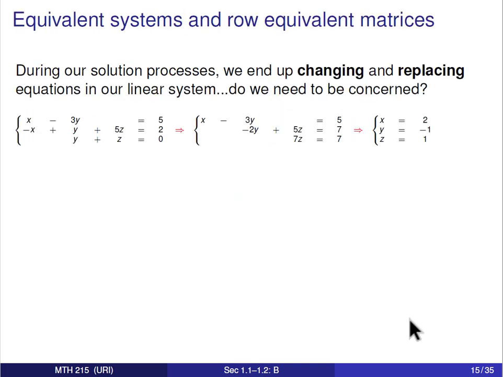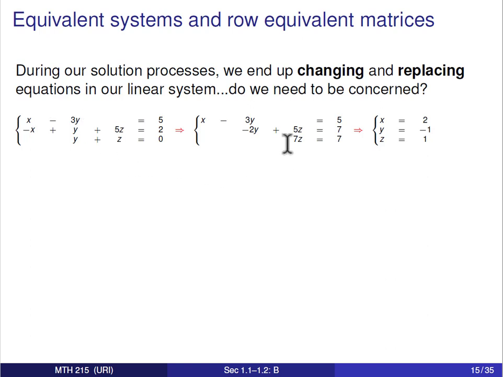All right, now one quick concept we may be a little bit worried about. In our solution processes, we ended up changing the system of equations we started with. We had this system of equations to begin with, and then almost immediately we started changing it. We replaced that second equation by -2y plus 5z. The third equation eventually became 7z is equal to 7. And then this is a different system than this is.